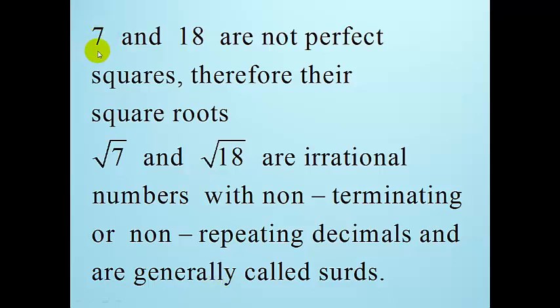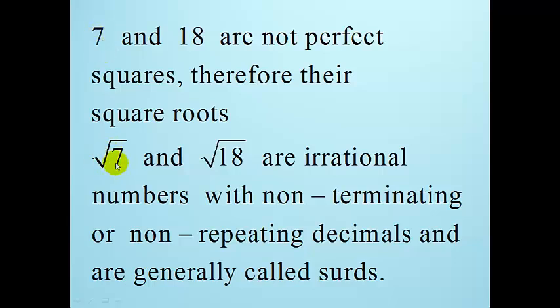Now, let's look at these numbers. 7 and 18 are not perfect squares. Therefore, their square roots, root 7 and root 18, are irrational numbers with non-terminating or non-repeating decimals and are generally called surds. Now, let's look at the number 7.